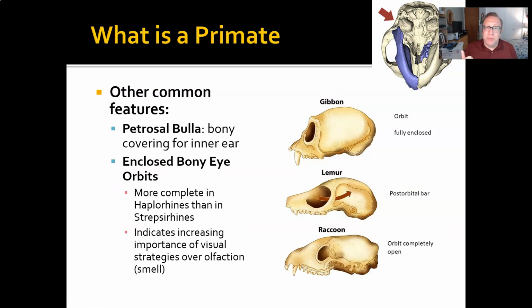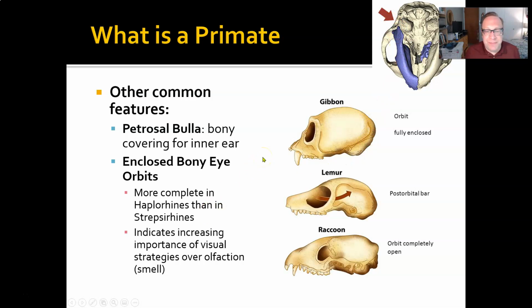Okay, other common features. The last things we want to point out is that primates have what's called a petrosal bulla. That is a bony covering for the inner ear, in our skulls just underneath here, under the inner ear. You can see in the slide here, it's this slight bump right behind the opening for the ear.